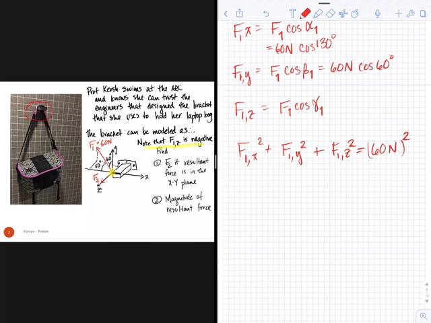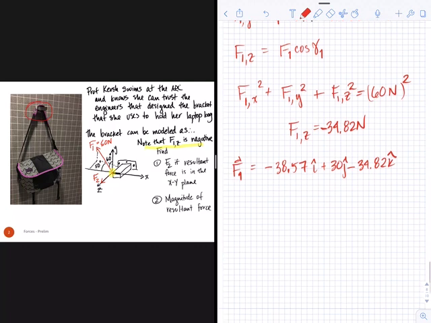So when you plug that all in, what you should get, so it's a good time to pause and see if you're on the right track. Now that you're back, check. Did you get that F1z is equal to 34.82 newtons? Now again, we know that this is pointing in the negative direction, so this needs to have a negative sign in front of it. So F1, therefore, is equal to negative, see if you got all your answers right, 38.57 i hat plus 30 j hat minus 34.82 k hat, and that gives us F1.